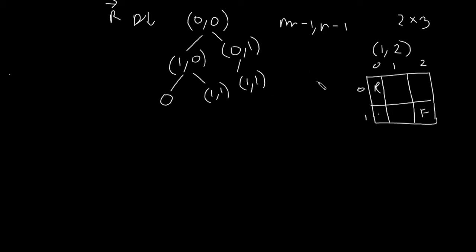So now, if it goes right, it will be in the position 0 comma 2, right? The robot is currently in this position, so if it goes right, it will be over here. So now it is over here. If it tries to go down again, it will be out of the grid, right?